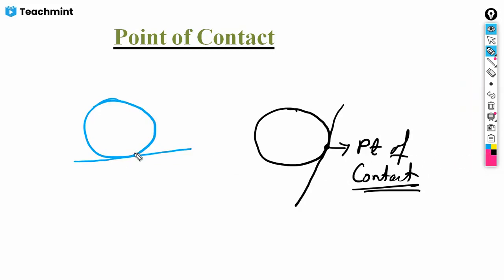There, what I say is that there is a common point between that circle and the tangent. That common point is nothing but the point of contact. Are you getting my point? Yes, sir. Let us see in detail.